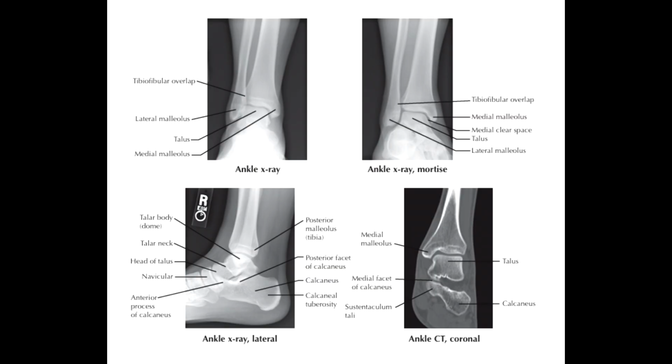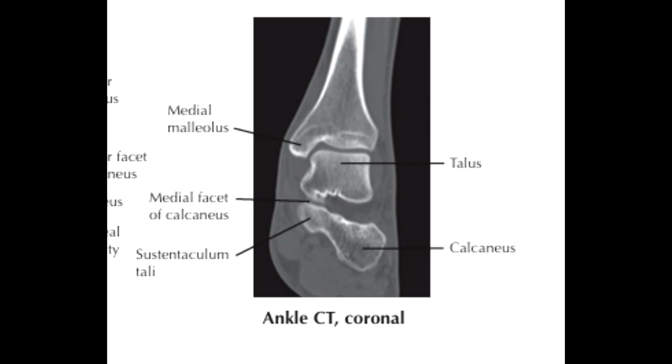In addition to plain radiographs, computed tomography, or CT scans, are invaluable. CT provides axial, coronal, and sagittal reconstructions that allow us to assess the articular congruity of the ankle and the subtalar joints. This is especially important in intra-articular fractures, where plain radiographs may underestimate the degree of displacement or comminution.